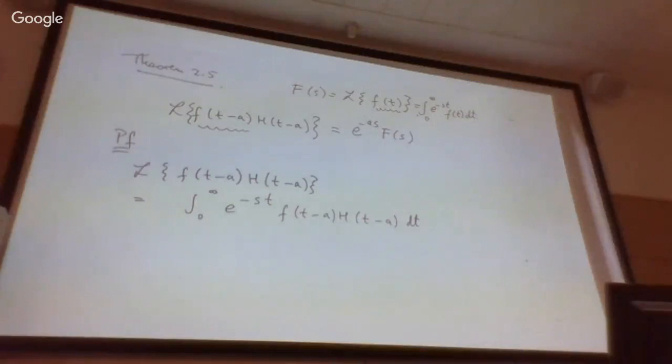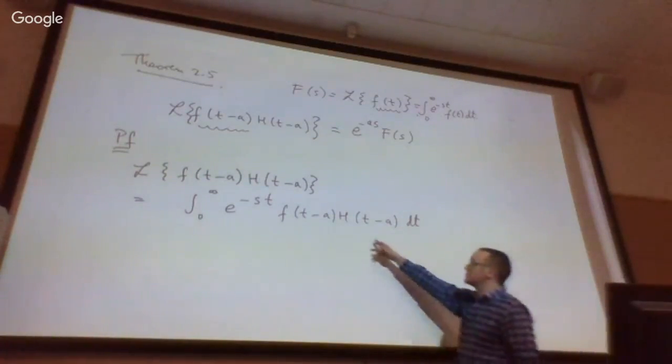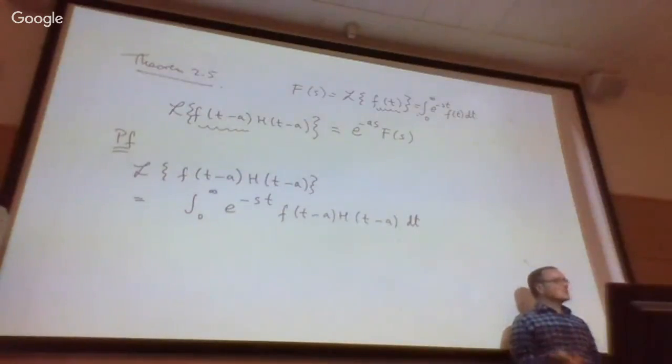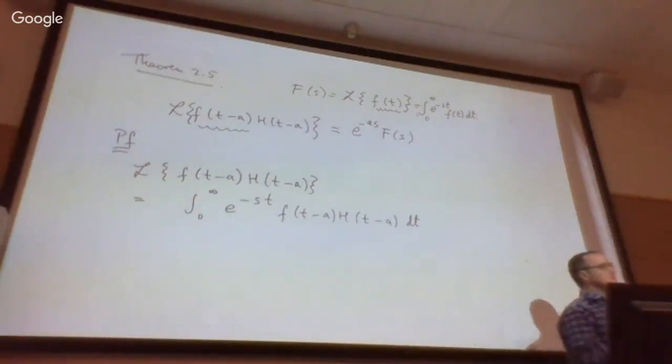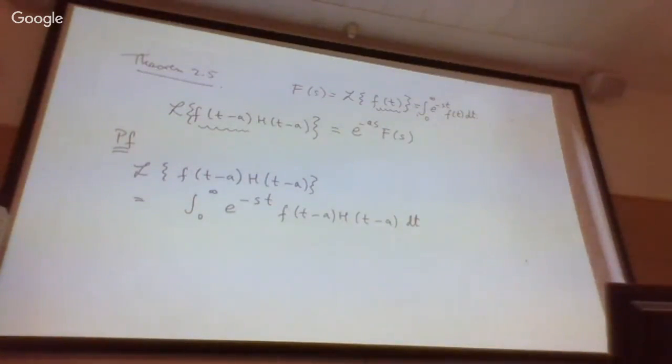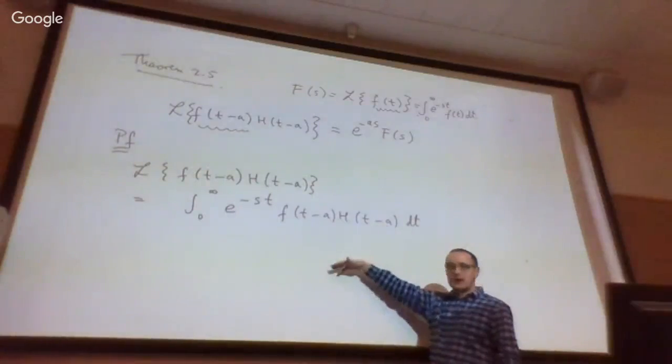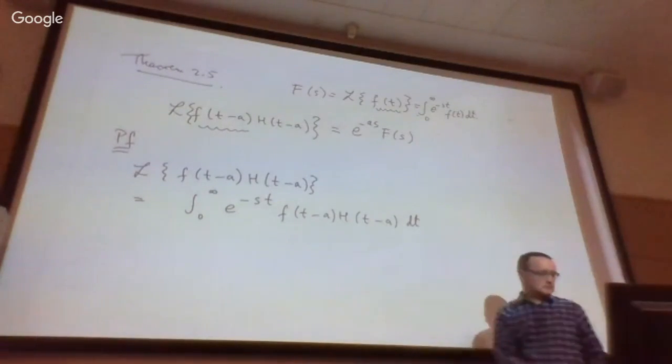So the first thing to do would be to deal with the presence of the Heaviside function. Remember, when you get down to it, the Heaviside function is extremely simple. It just takes two values, 0 or 1. And all you have to do to deal with it is just take account of where it's 0 and where it's 1.